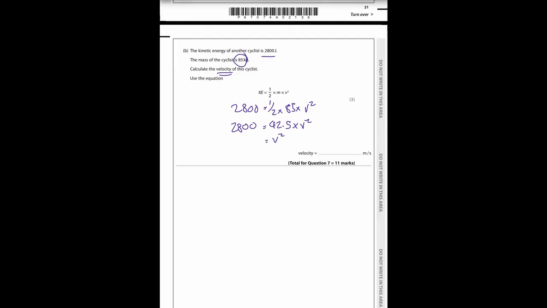So V squared is going to be equal to 65.88235. I'm still writing the full number off the calculator, and then I'll just take the square root of that and get the answer of 8.1167, rounded to significant figures, and the answer is going to be 8.1. So I'm pretty happy I've got the full marks for that question.